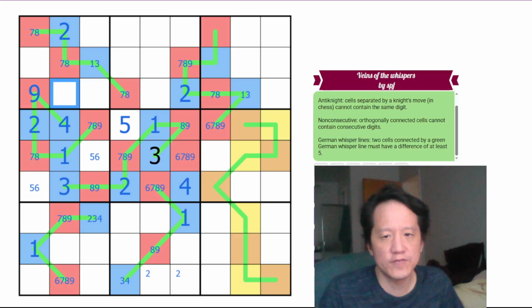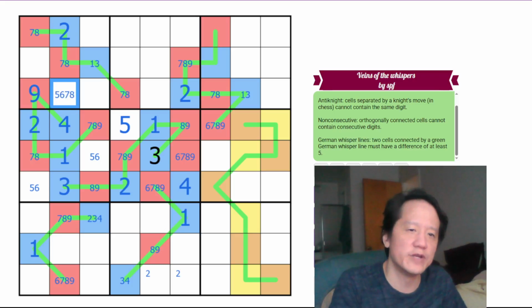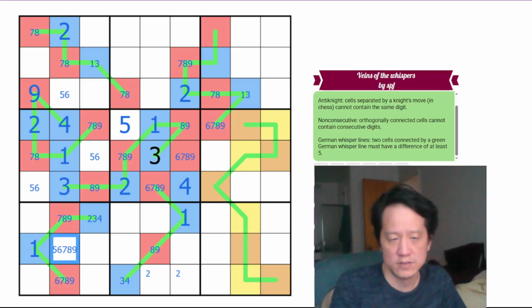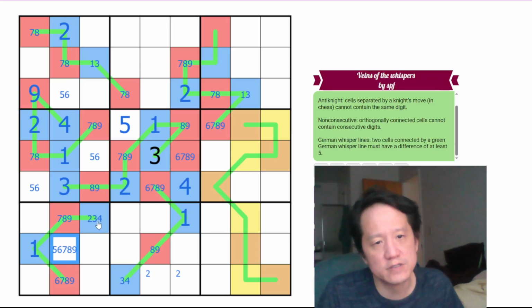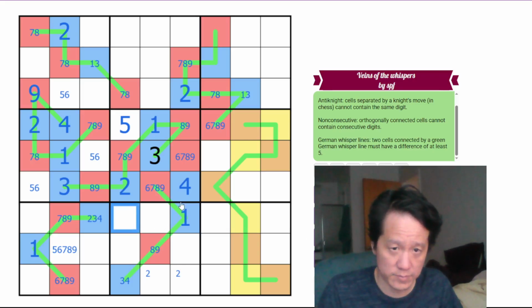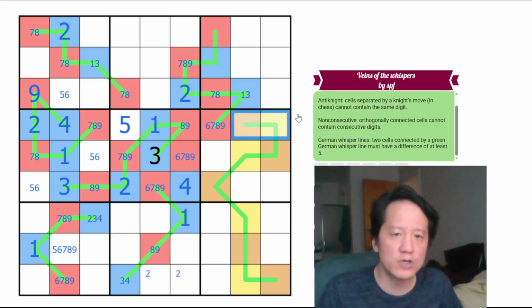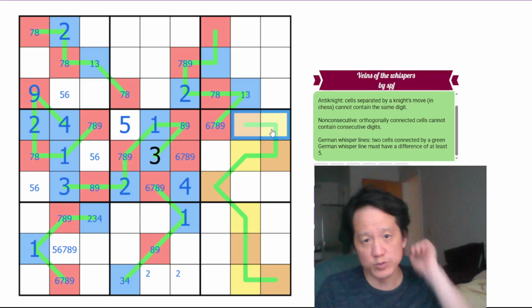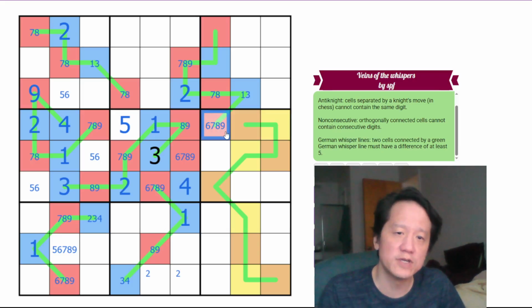We have 5 through 8 remaining in column 2, but this can't be 7, 8 because of the 7, 8 pair in the box. This is 5, 6, 7, 8, 9, but we don't know which one that is. One of these digits here is a 3, and the other one has to be 8 or 9, because 3 can only be next to an 8 and 9 on a German whisper line. Therefore, this can't be 8 or 9.